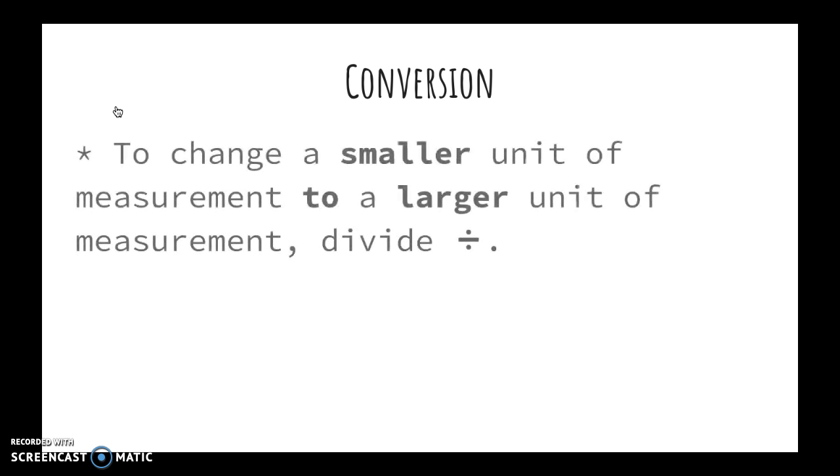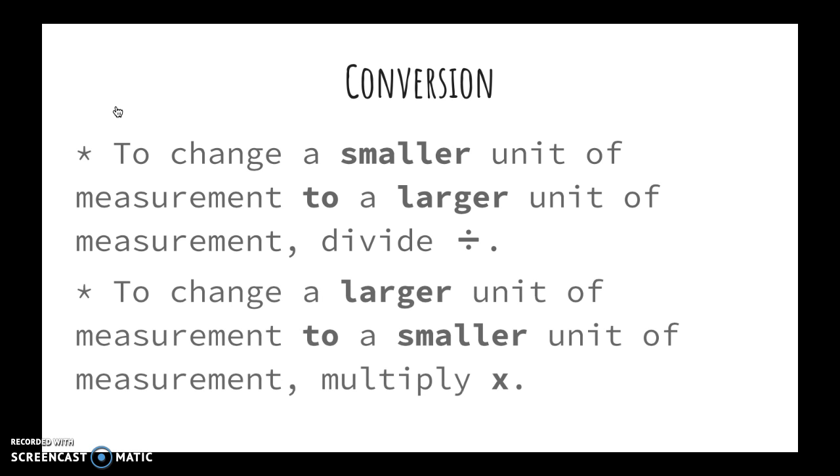When we are converting things, we need to make sure we identify which units are larger and which units are smaller. A gallon is larger than a quart, which is larger than a pint, which is larger than a cup, and a cup is larger than a fluid ounce. So when we change a smaller unit of measurement to a larger unit of measurement, we divide. When we change a larger unit of measurement to a smaller unit of measurement, we multiply.